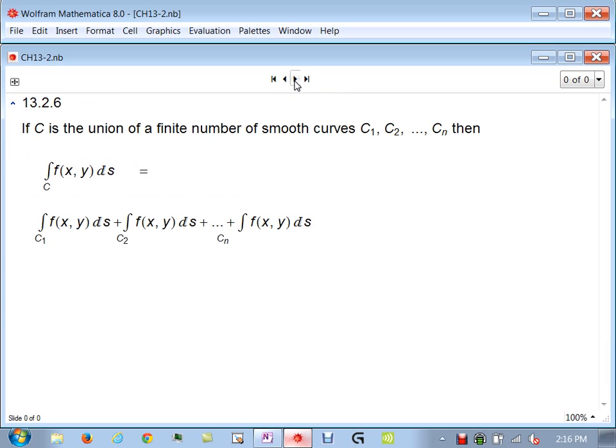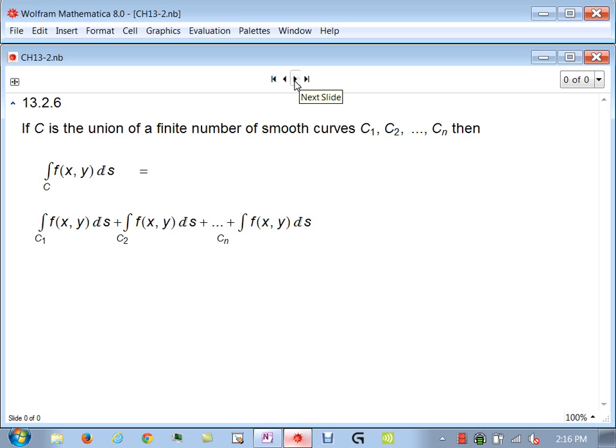Okay, next note. If C, which is our curve, is the union of a finite number of smooth curves. Now, smooth, does anyone remember what smooth meant? Doesn't have bumps, when we talk about parametric curves or vector functions. Okay, well, let's not worry about it. For now, let's just talk about smooth as being no weird jagged corners or anything like that.